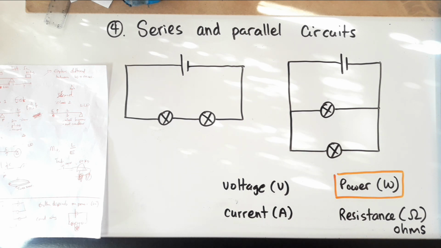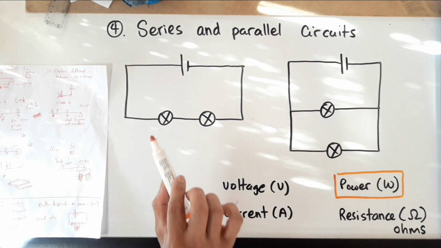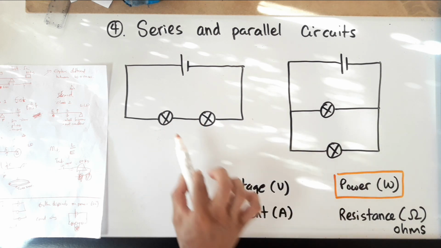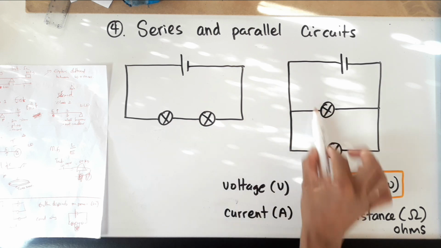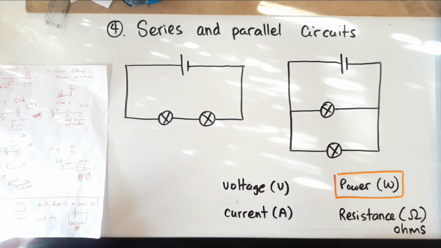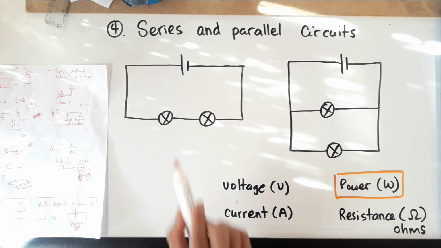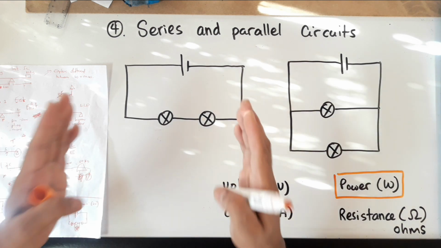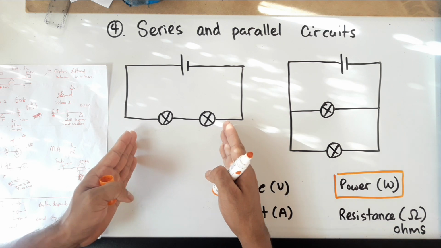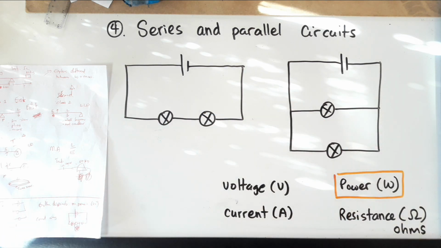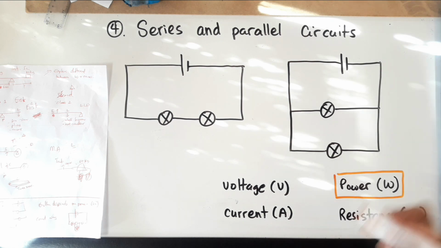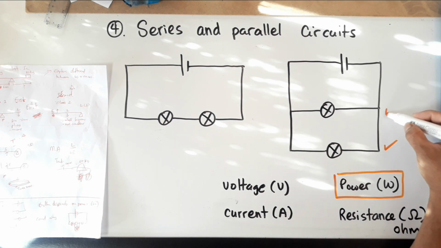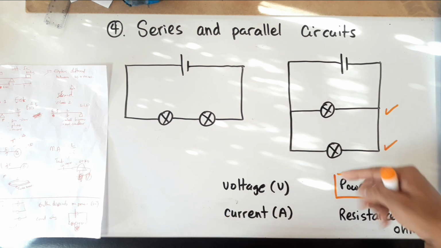Okay. So another question they can bring is, assuming that each lamp here, 1, 2, 3, 4, they're all the same brand of lamps or bulbs, in which scenario will the lamps glow the brightest? Will the brightness be greater in the series, or will the brightness be greater in the parallel? Make a note. In parallel, the lamps are brighter.